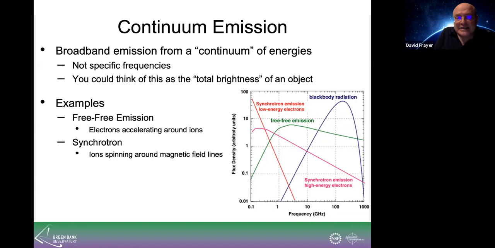You can measure what we call synchrotron emission. You basically think of electrons and ions spinning around magnetic fields. We also have free-free emission, which we can call thermal emission. You can get that from HII regions, and it has an SED that looks like the green line. The synchrotron emission is bright at low frequency and dies away at high frequency. Supernova remnants and AGN are really bright in synchrotron emission.